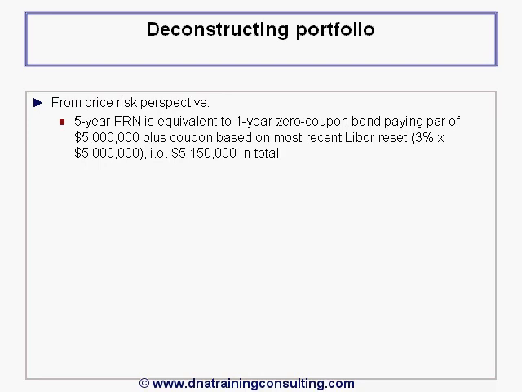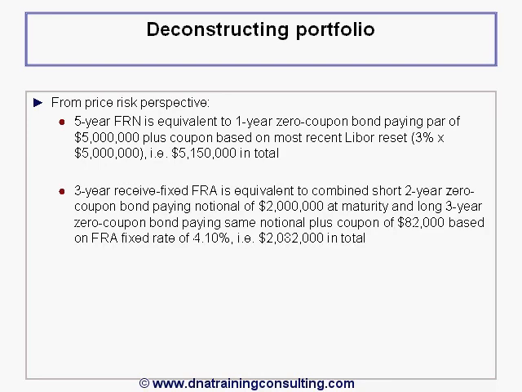The 3-year receive fixed FRA is equivalent to a combined short 2-year zero coupon bond paying a notional of $2 million at maturity, and long 3-year zero coupon bond paying the same notional plus a coupon of $82,000 based on the FRA fixed rate of 4.1%. So 2.082 million in total.